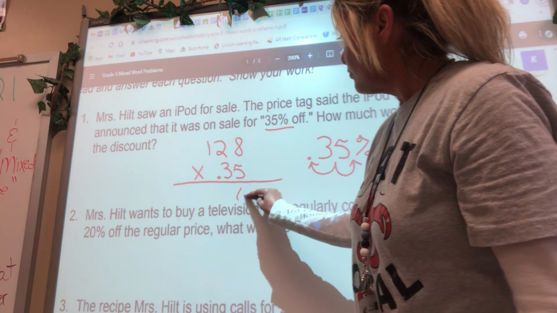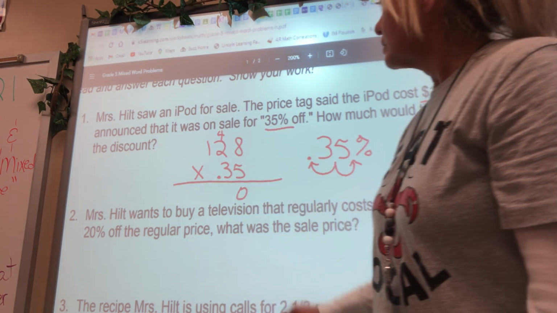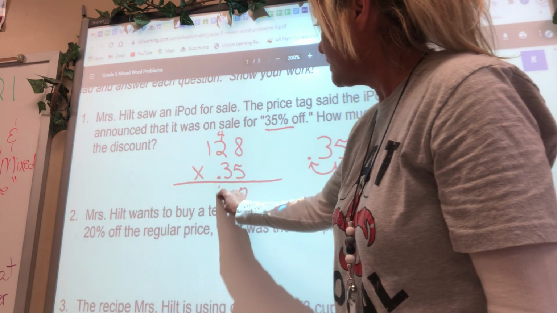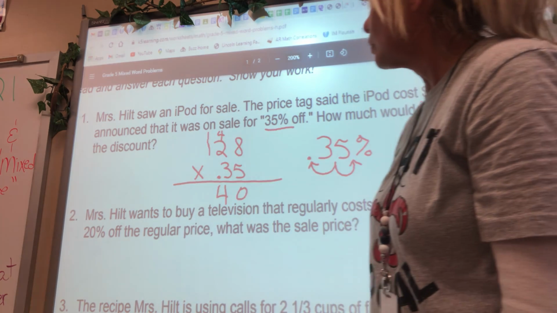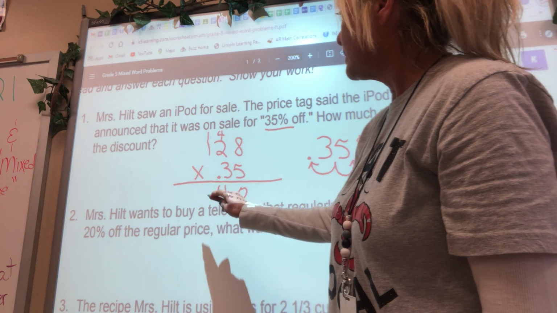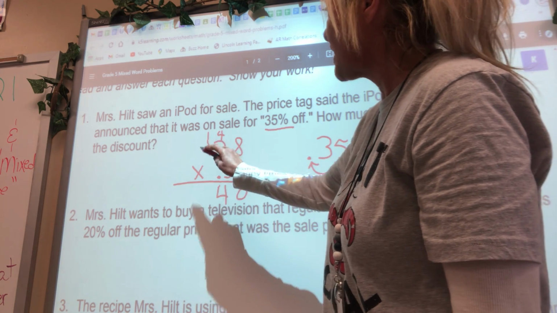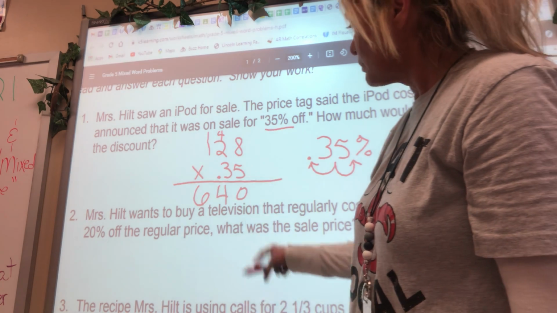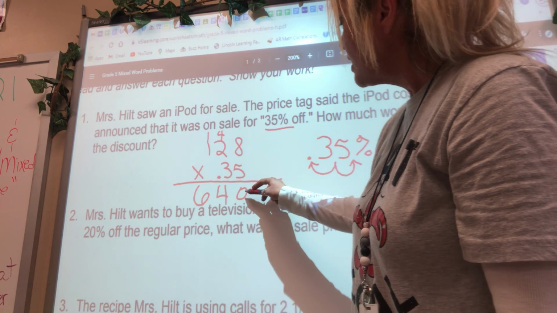5 times 8 is 40, carry the 4. 5 times 2 is 10, plus the 4 that we carried is 14, carry the 1. 5 times 1 is 5, plus the 1 we carried is 6. And then I'm going to skip down here to avoid the words.